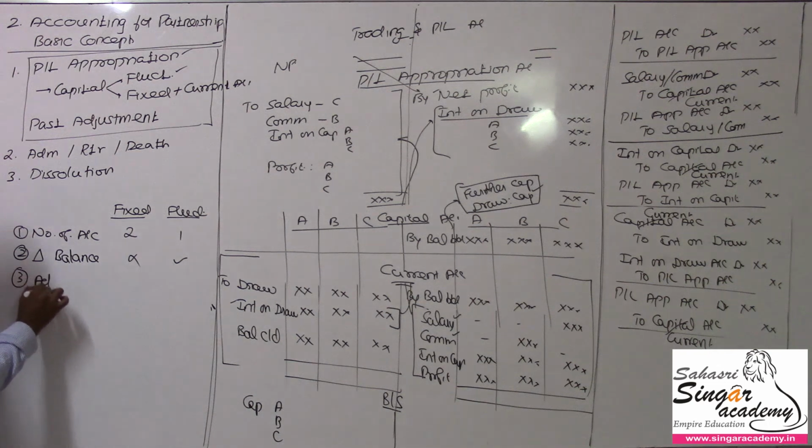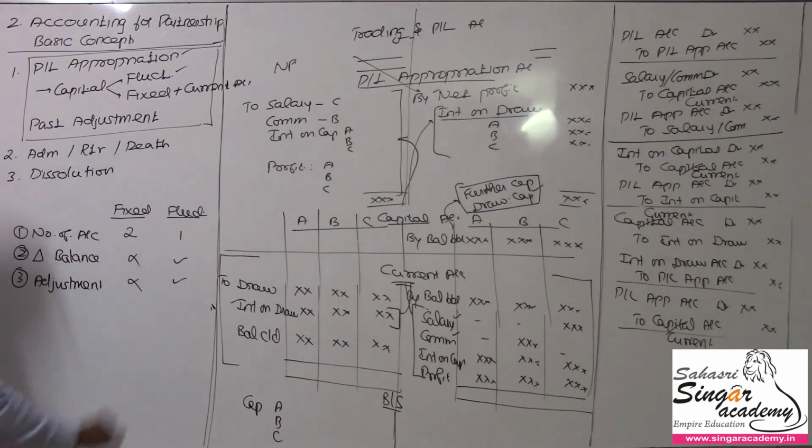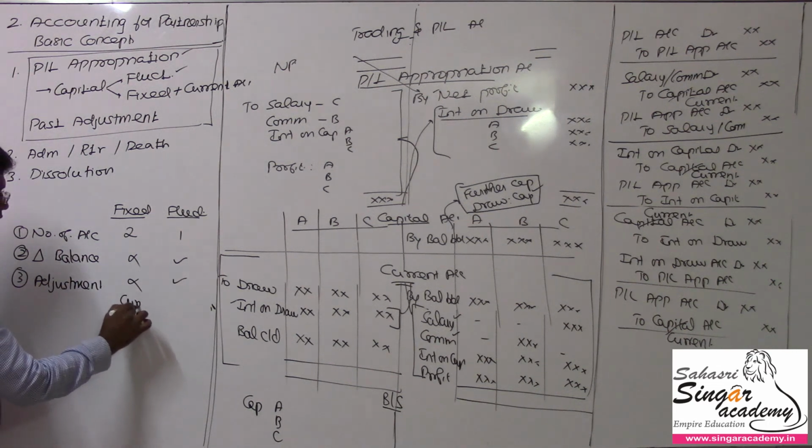And the third one: where do you make the adjustments? In the case of fluctuating capital, all the adjustments are made there itself. In the case of fixed capital, we don't do any adjustment in the capital account. That adjustment part will go to the current account.